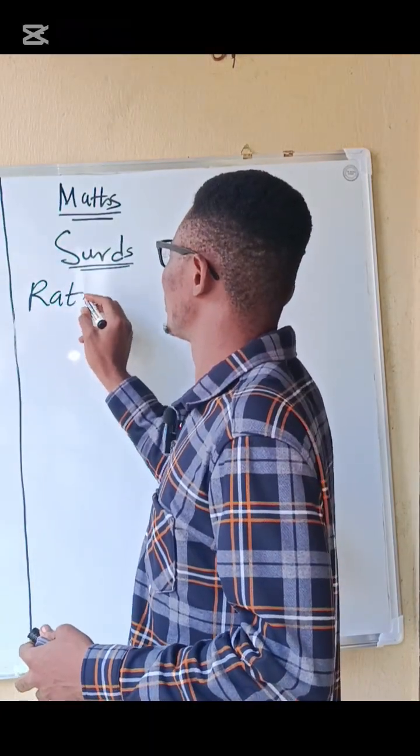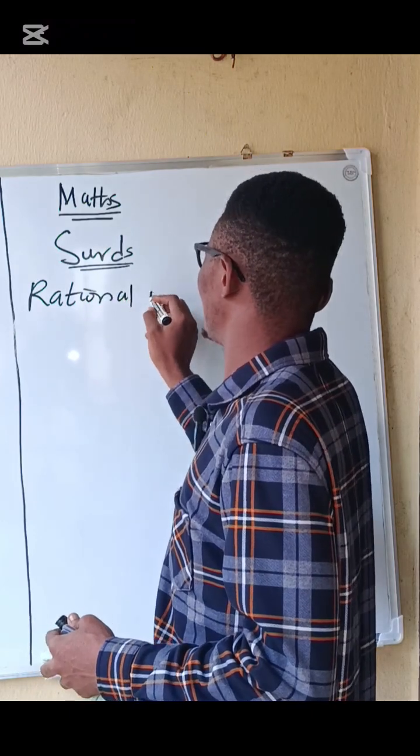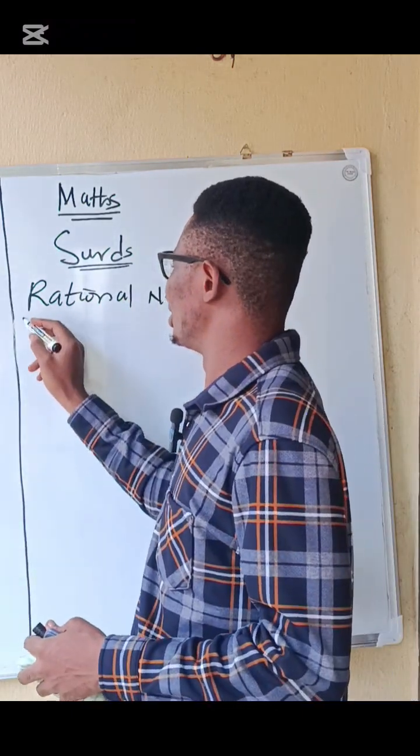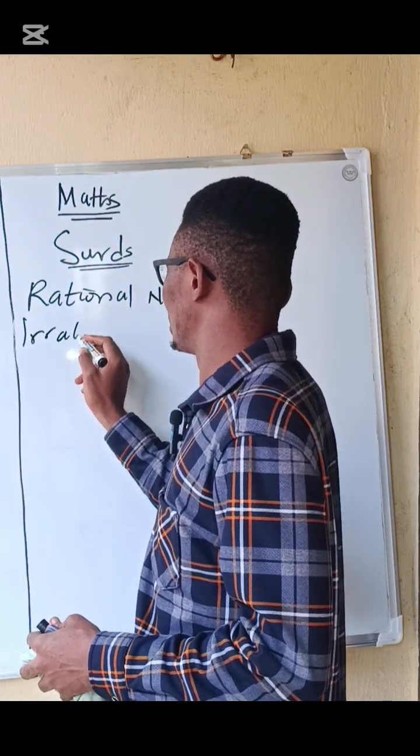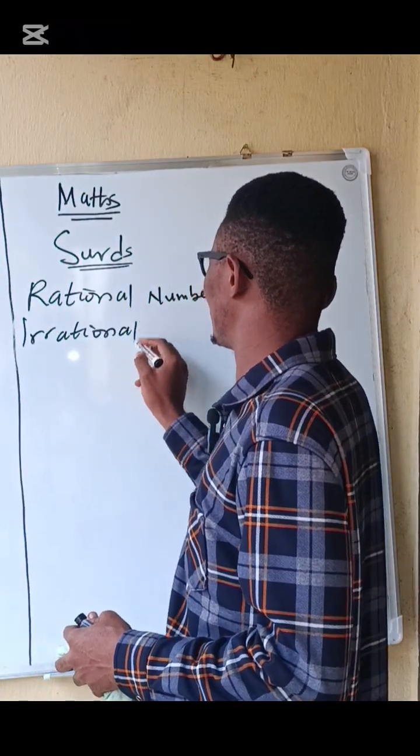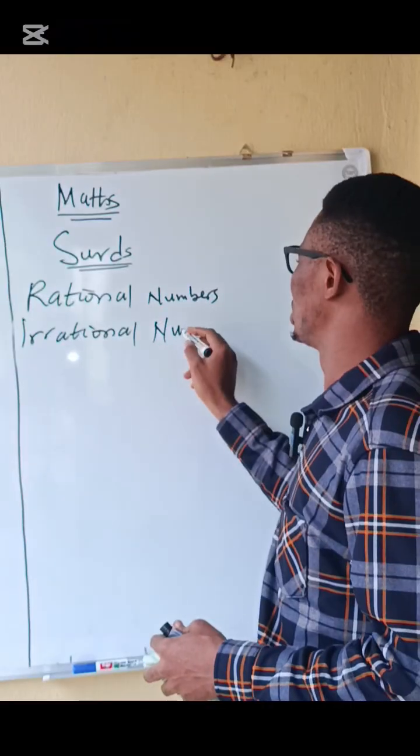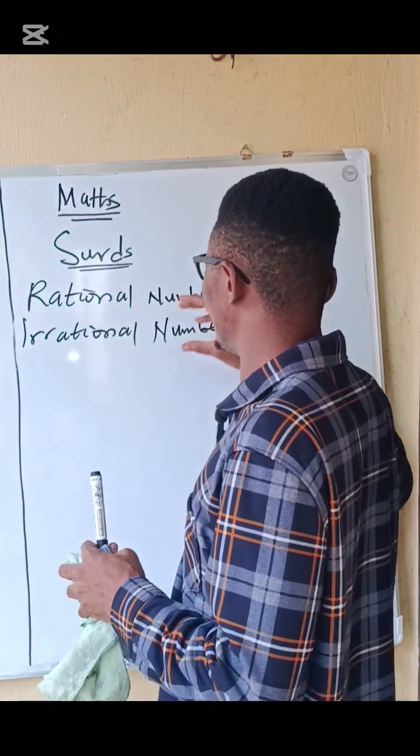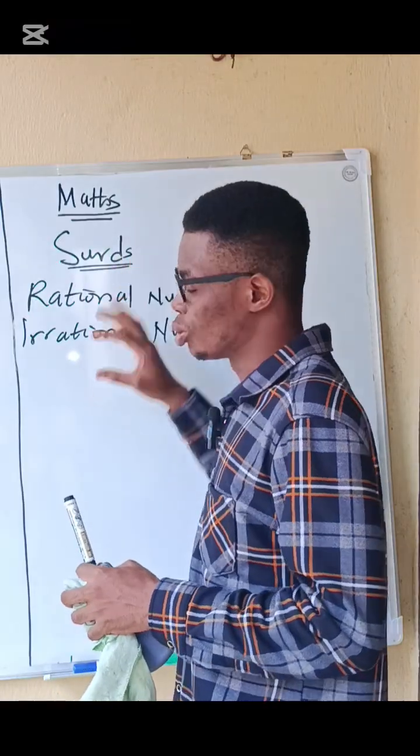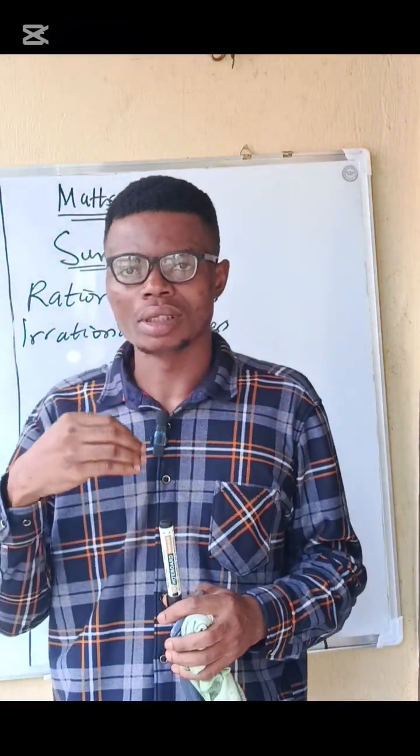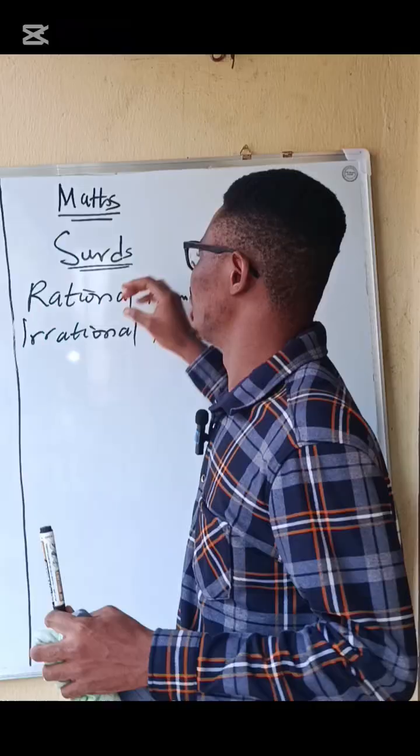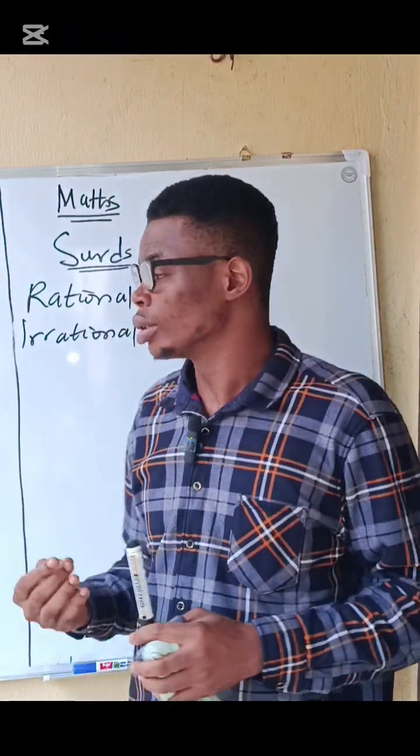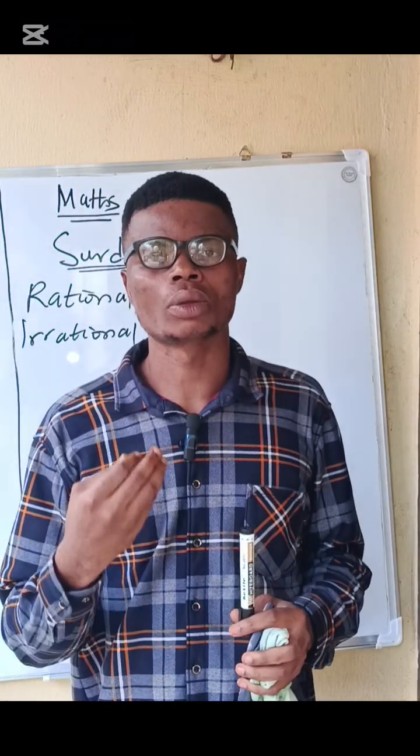rational numbers, irrational numbers. So if you don't know the difference between these two numbers, that means you won't be able to understand what surds are. So I'm going to pick the first one and explain, and the same thing is applicable to the second one.